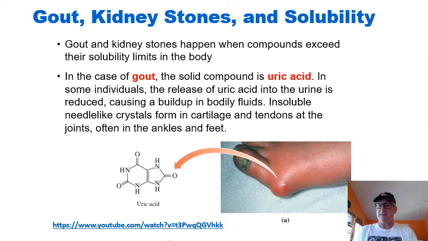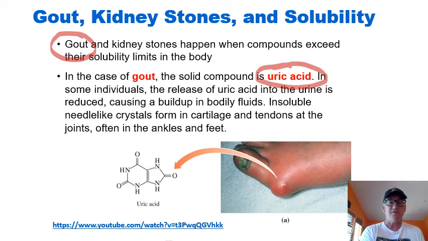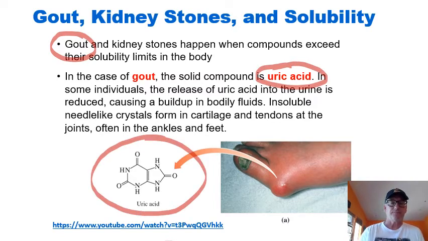This is one of the examples of saturated solutions in our body that's kind of nasty. So we get gout. Gout is sort of back. It used to be like, sort of the rich man's disease. It's sort of back now. And the solid compound that falls out of solution is something called uric acid. And this is what uric acid looks like down here.